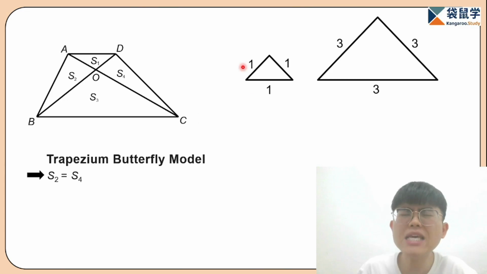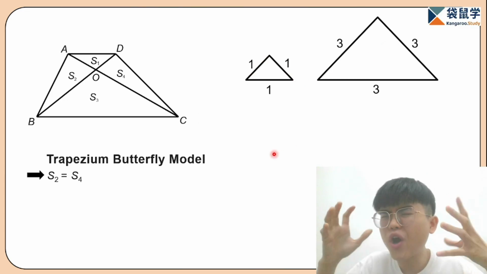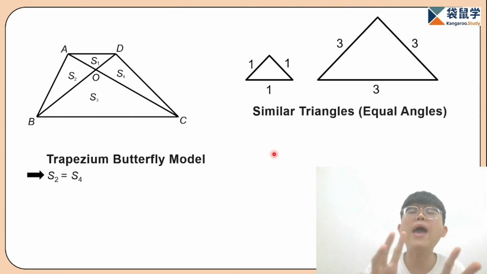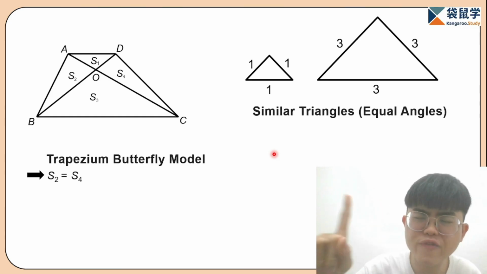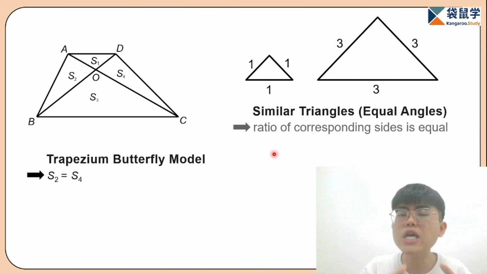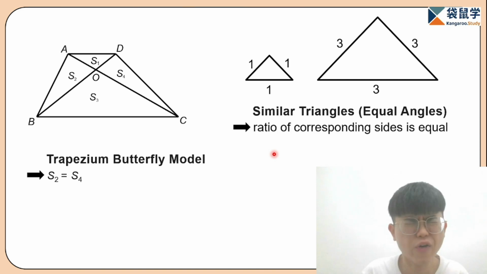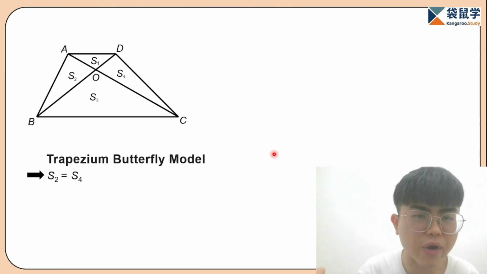And when these two triangles have the same angles, we call this kind of triangle a similar triangle. So when we have similar triangles, the conclusion is that the ratios of the corresponding sides will be equal. Now everyone, let's look at our figure right here.